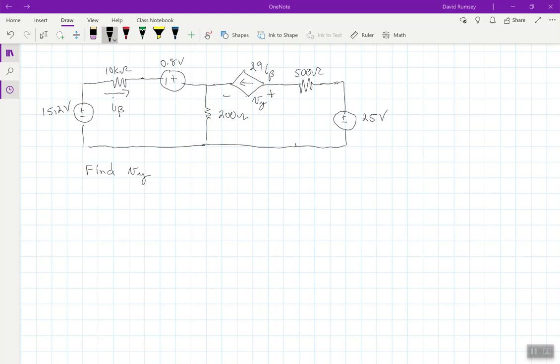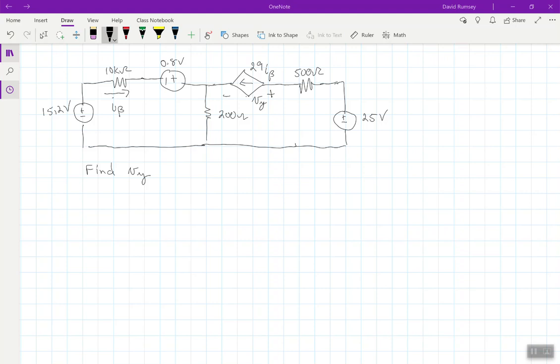So we have another example here which is going to cover KVL and KCL. We're actually going to use both of them in this problem here, as well as Ohm's law. This problem is asking us just to find what Vy is. So in order to figure out what Vy is, we need to know some things here.